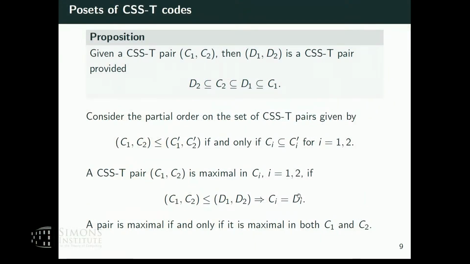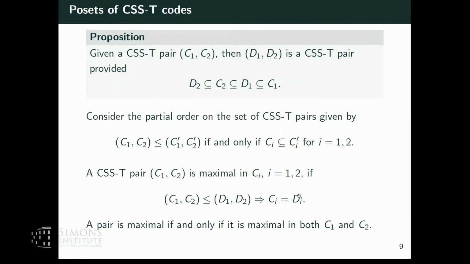So thinking about this, moving towards this poset, if we have a CSS-T pair and we have some other pair, we're wondering if it's CSS-T as well, then, well, if I can pair the component codes of these two pairs, then I will have another CSS-T pair if I satisfy this condition right here. There's this natural embedding of codes that's useful. So this led us to define this partial order on the set of CSS-T pairs.